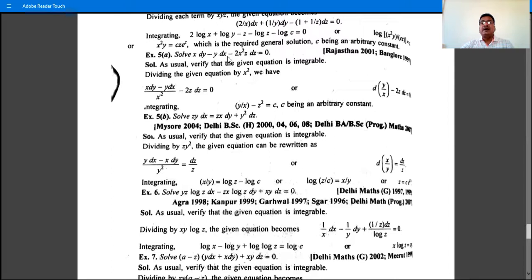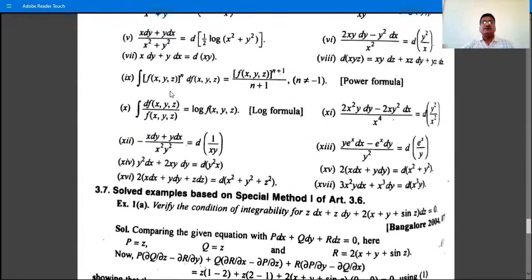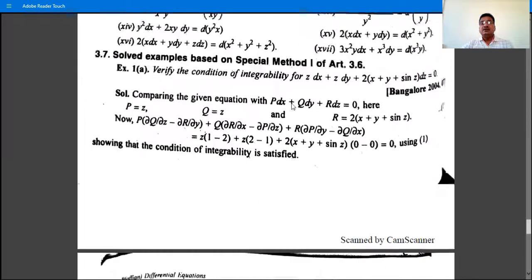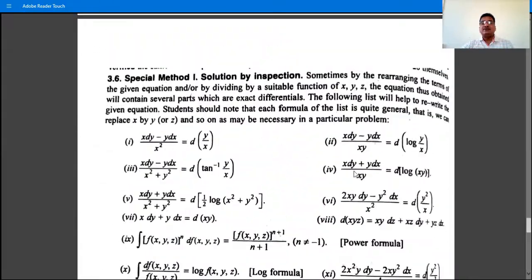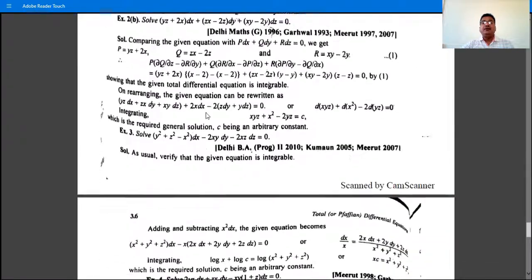x dy minus y dx divided by minus 2x square z dz. So this is one variable separable. Dividing by x square, we have this, and then x dy minus y dx divided by x square. Use these tricks. Just observe this: x dy minus y dx divided by x square is the derivative of y by x. Okay. So use this chart, these tricks, and solve the examples of Pfaffian differential equation.